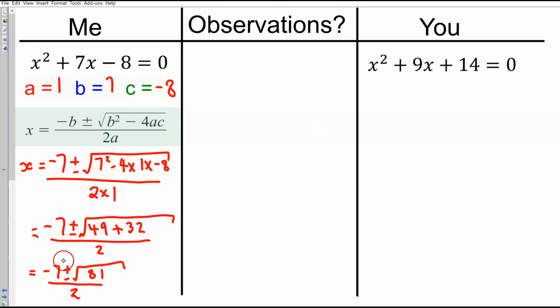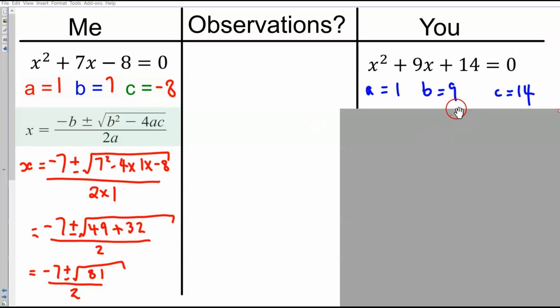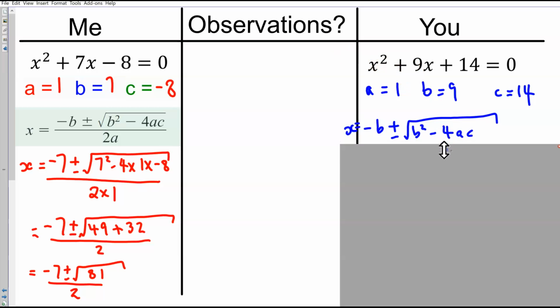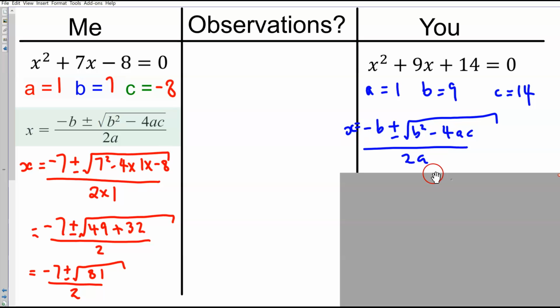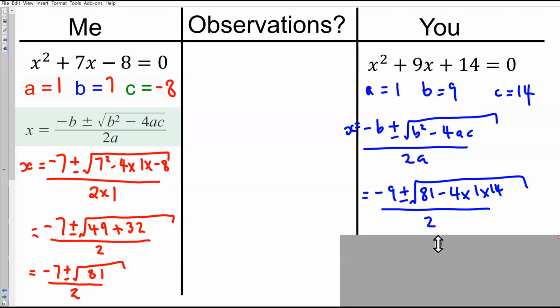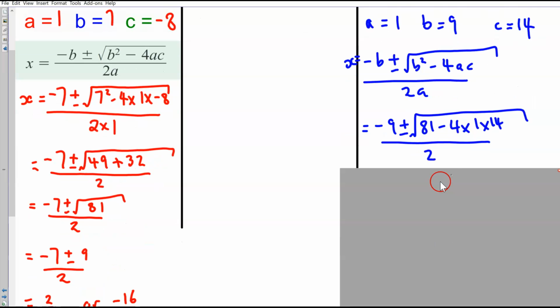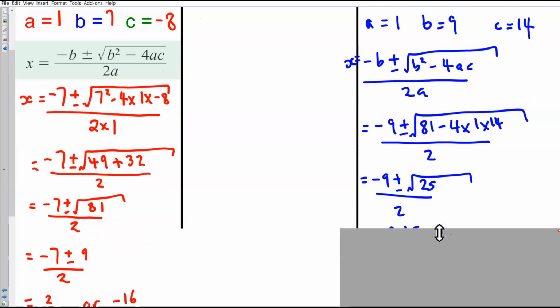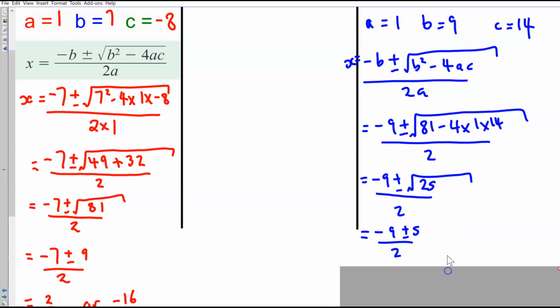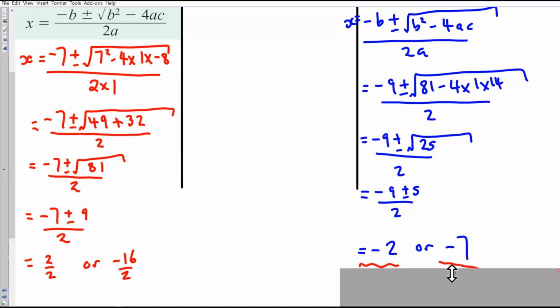Pause the video, do this one, and then check my solution. So going through the problem, pick off A, B, and C. Write out your formula. Sub it all in. Work some bits and bobs out. Oh look, another square number. Yeah, you guessed it, you're going to get integer solutions. Again, I should have tried to factorize first of all. Oops.